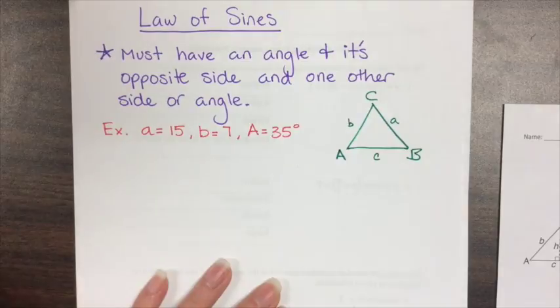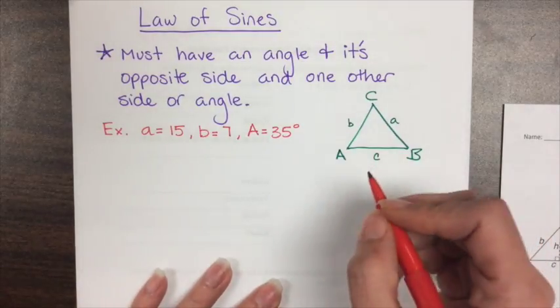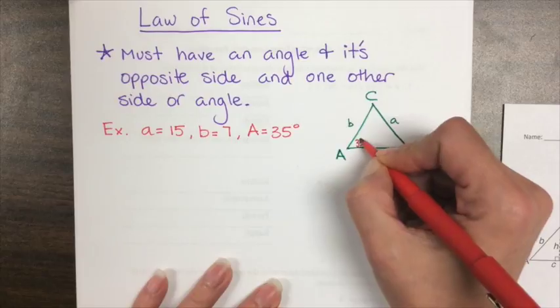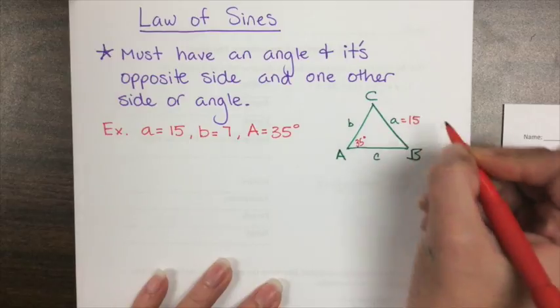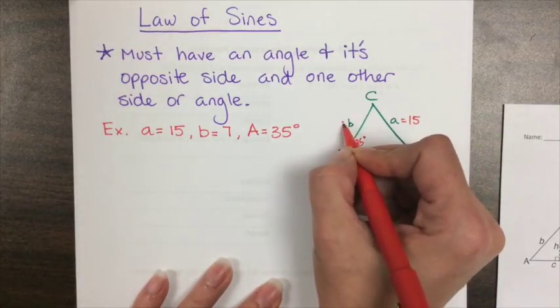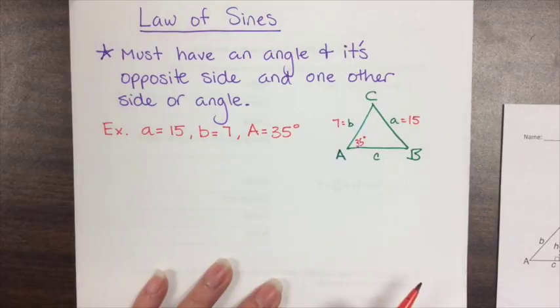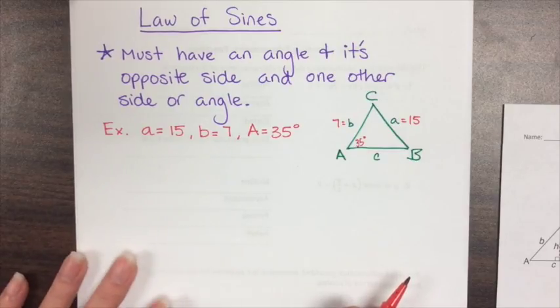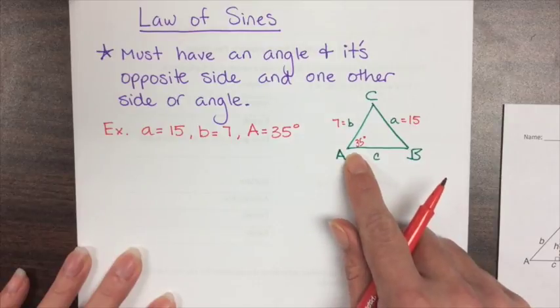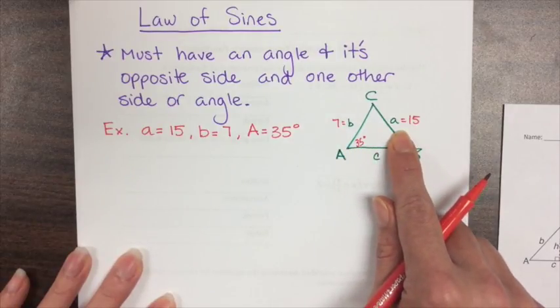Now, once you have a triangle, let's plug in what we know. So angle A is 35 degrees, and little a is 15, and little b is 7. Now this triangle is on your formula chart as well. Now the law of sines is also on your formula chart, and it is a ratio, one fraction equaling another fraction. So in order to use law of sines, you must have an angle and its opposite side and any other part of the triangle.